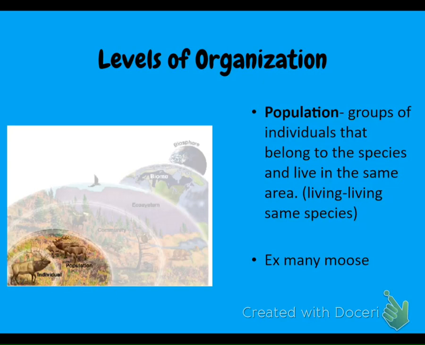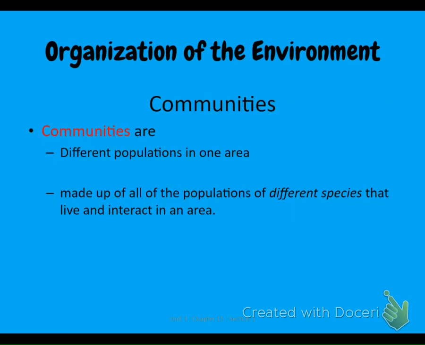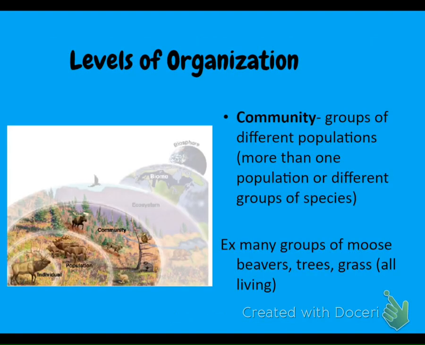We're not talking about just 30 students. 30 students is the population of humans. Our community in this class is going to be massive numbers of individuals. So it's made up of all the populations of different species that live in that area and interact in that area. So another way of saying groups of different populations is what a community is. It's more than one population or different groups of species.